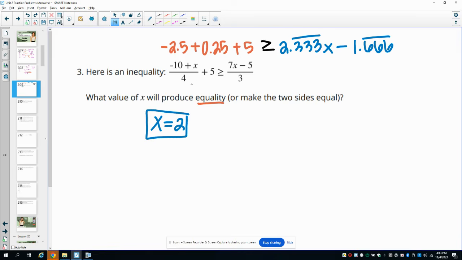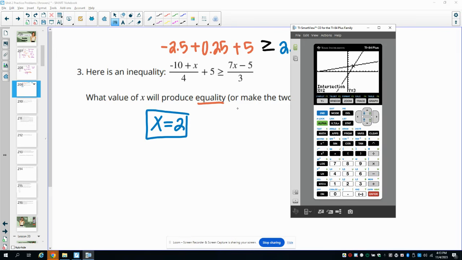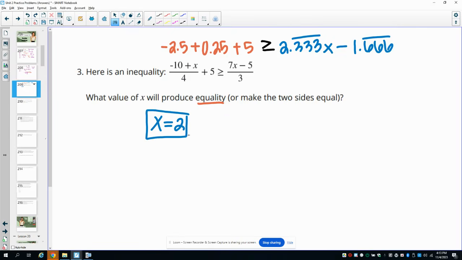If we plug 2 here, it's going to give us 3 back, since that was the y value. And if we plug 2 in over here, we'll get back 3. So that's another way you can do it instead of having to do all the algebra for this part.